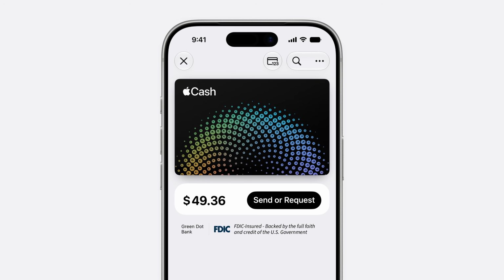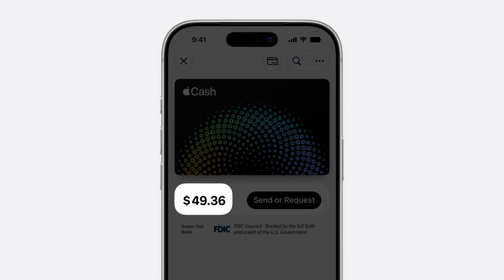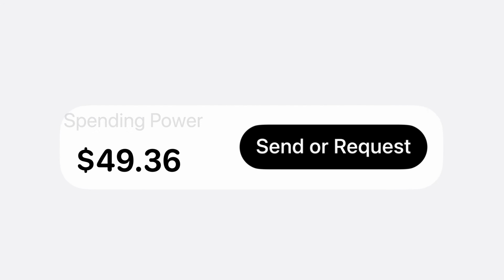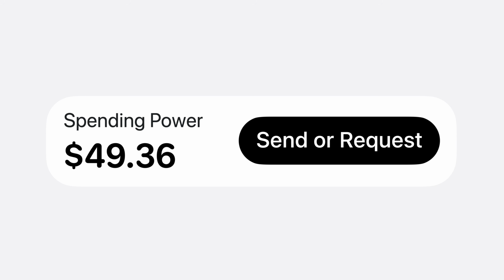When I want to send money with Apple Cash, there's one thing I need to know right away: how much I have. That amount is right next to the button I use to send it, and we need to label what it is. What if we called it spending power? It sounds compelling, but it's not concrete, and it raises more questions. Is it a credit limit? A score? In a financial context, ambiguity is the last thing you want.